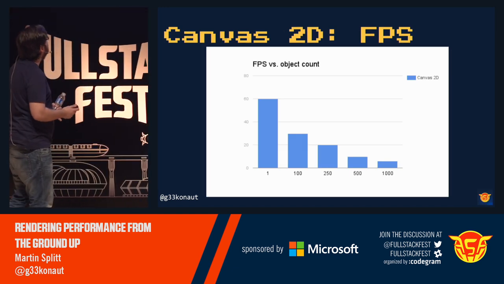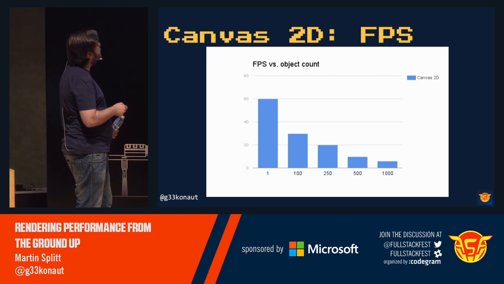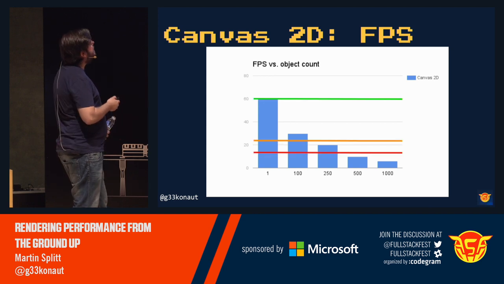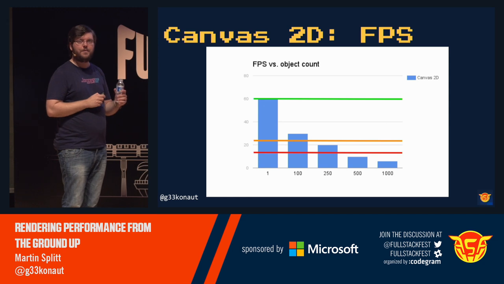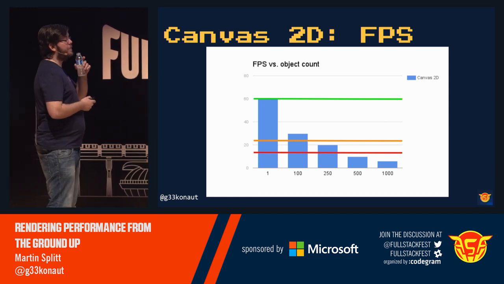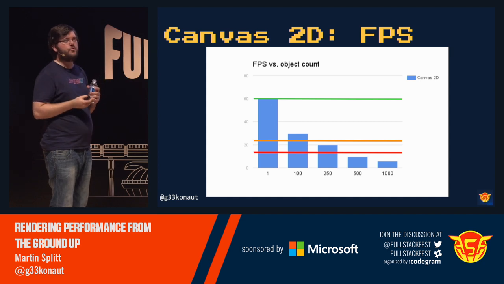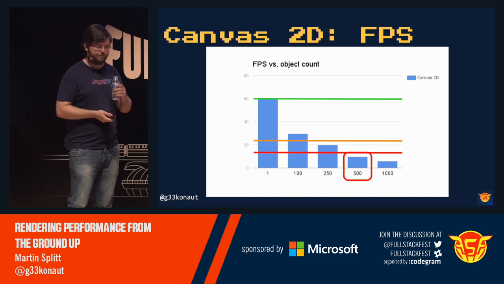So here we have the performance, the frames per second on the y-axis, and the amount of images, or times we draw the image, on the x-axis. And just to keep in mind, the green line is what we want to hit. The orange and red lines are not very good. The red line in particular is the minimum we can do to make it look more or less like motion. So basically, from 500 elements on, we are a slideshow. Great.